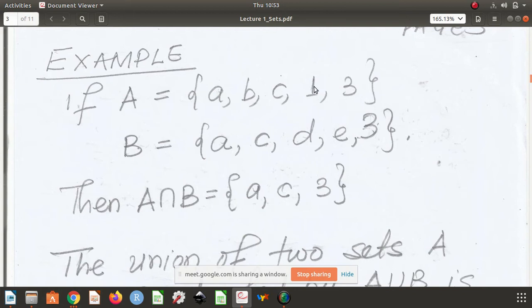1 only appears in A, it can't be in the intersection. d only appears in B. e appears only in B, so it can't be in the intersection. So the next one will be 3, which appears in both A and B. So this A intersection B will only consist of these 3 elements: a, c, and 3. And you will realize that the intersection of A and B is contained in both A and B.